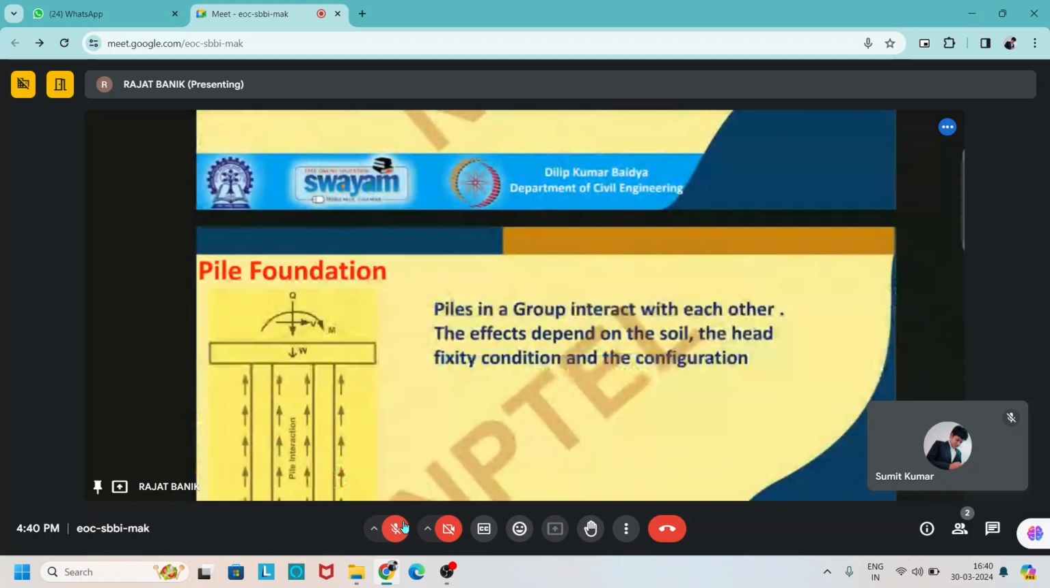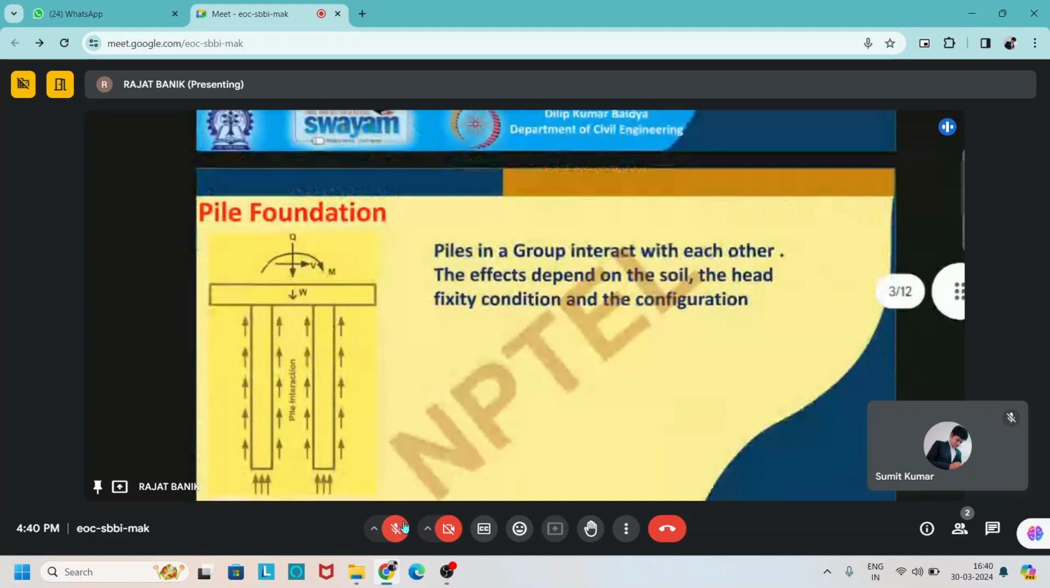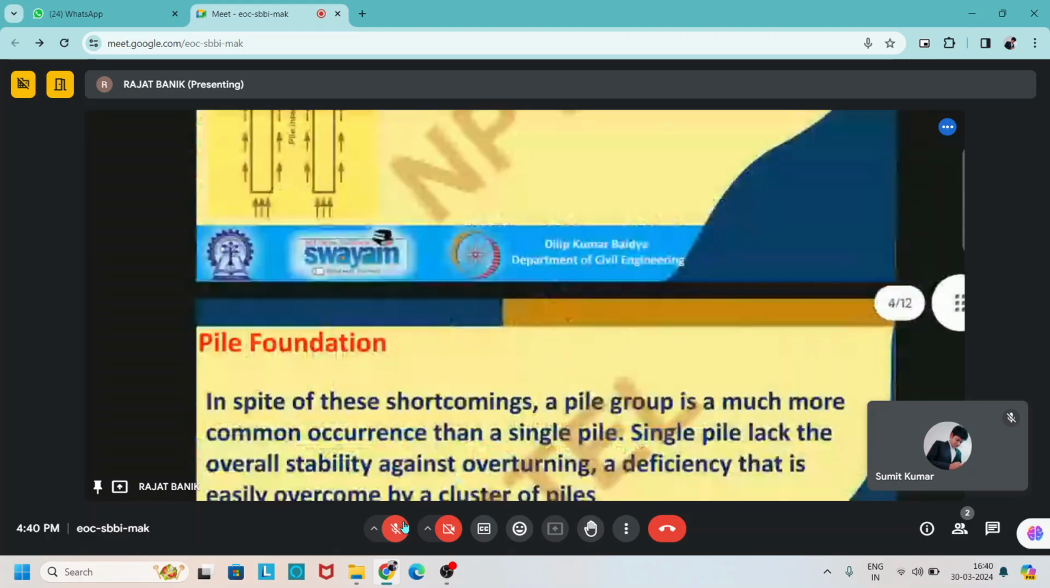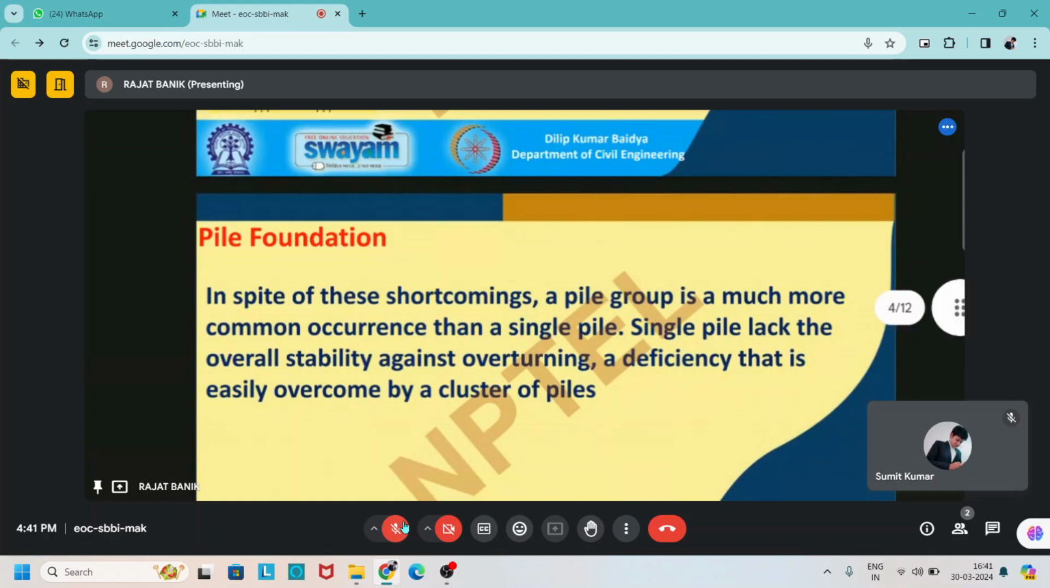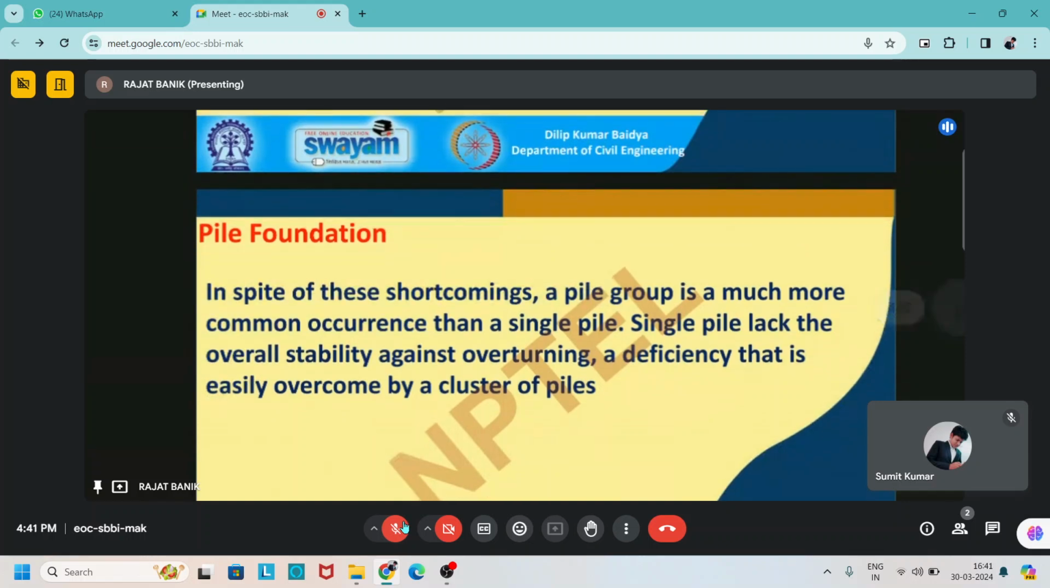Piles in a group interact with each other. The effect depends on the soil, the head fixity condition, and the configuration. In spite of these shortcomings, the pile group is a much more common occurrence than a single pile. Single piles lack the overall stability against overturning, a deficiency that is easily overcome by a cluster of piles.